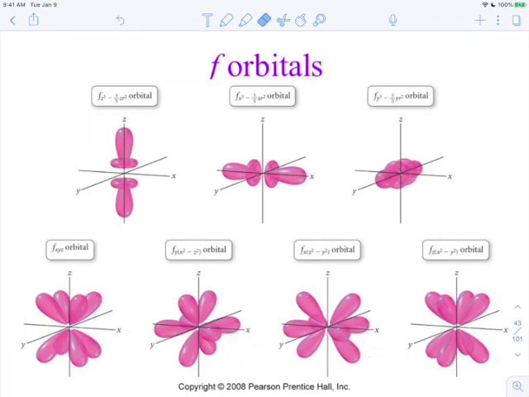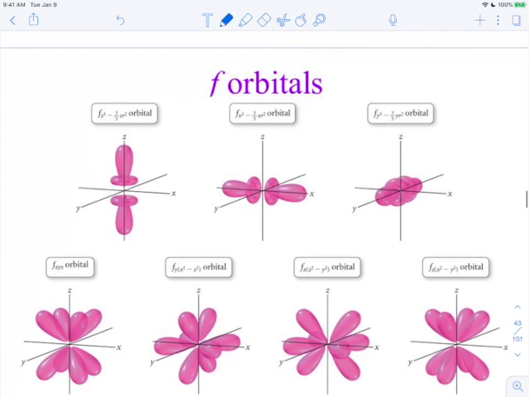But again, I'm not going to make you memorize all the f orbitals. I just want you to know that there are 7 of those, and that'll become handy when we do our electron configuration and orbital diagrams.